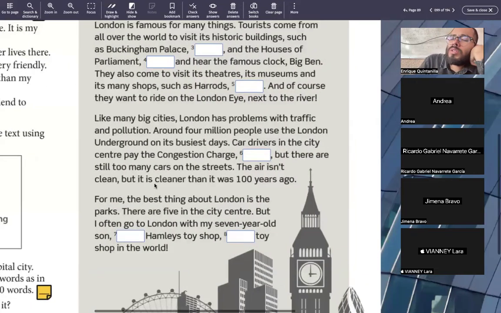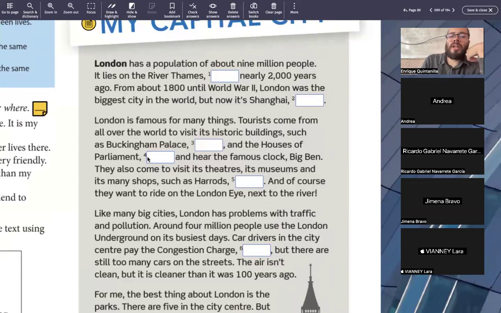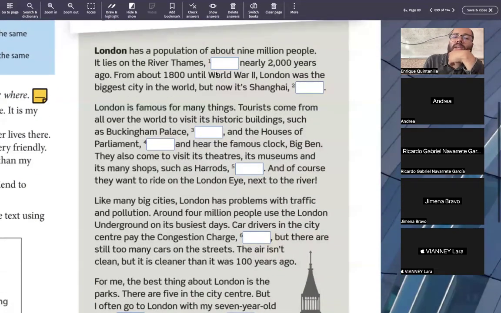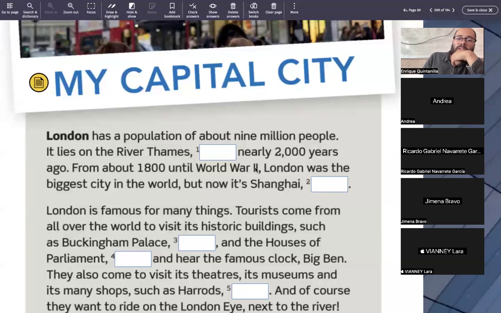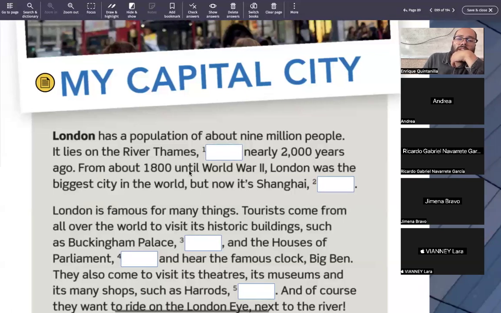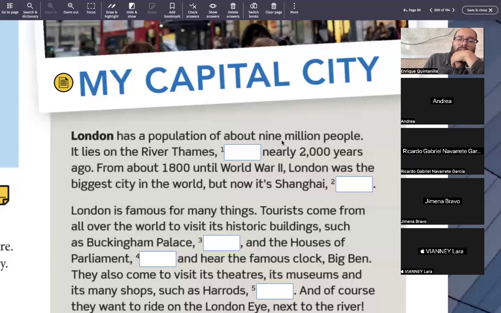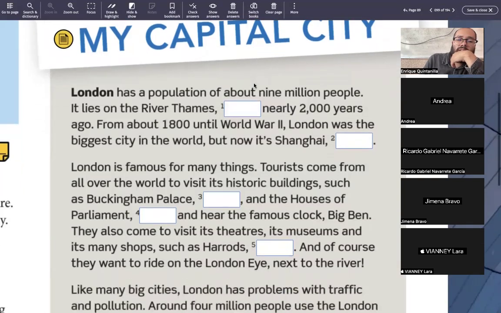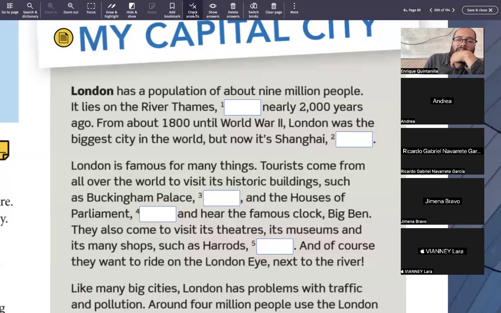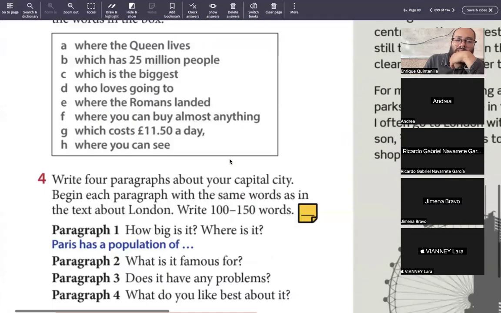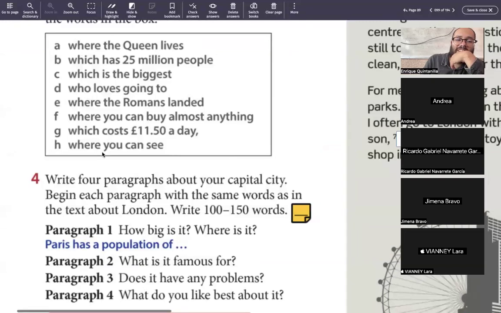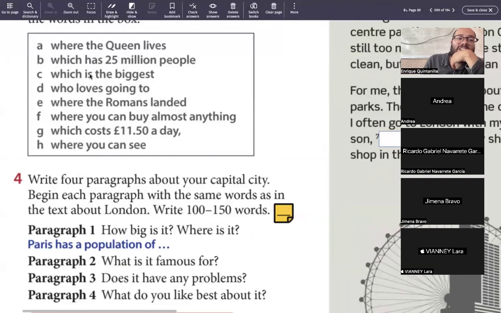Okay. So whenever we have these kind of texts or exercises, first have a look at the text without the answers. Yeah, read as fast as possible, and after you decide. So number one, what is the answer? I think is B. B, ¿alguien da más? E, B, A, B, C, D, E, F, G, H.